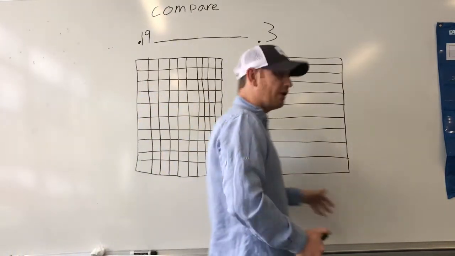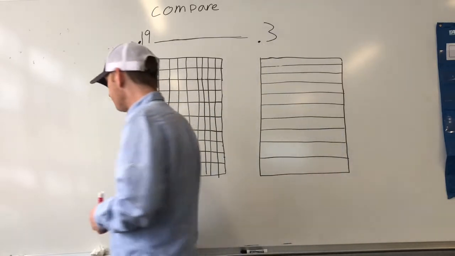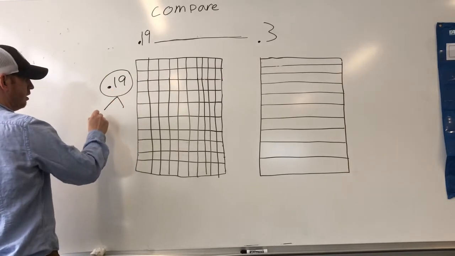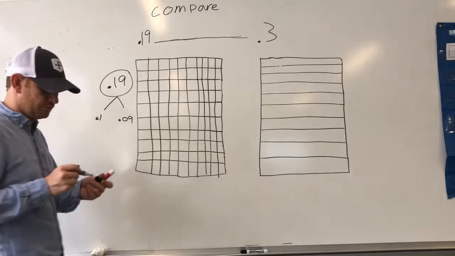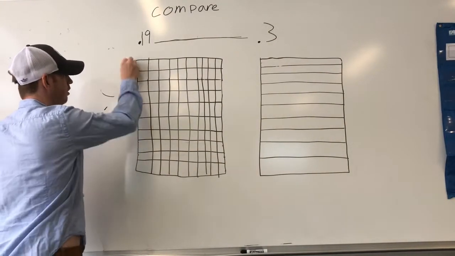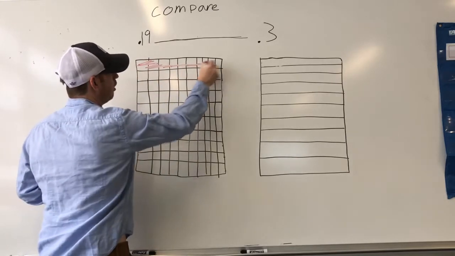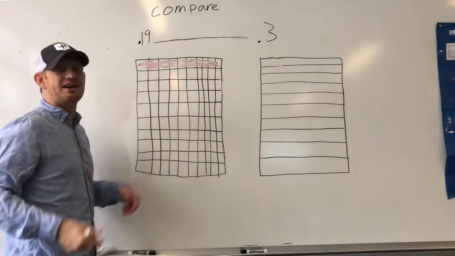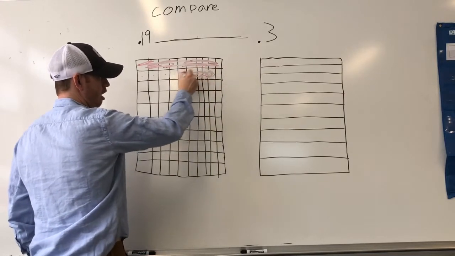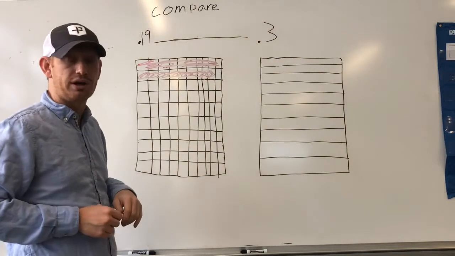For our area model, I drew it out as hundredths because we have a number in the hundredths column. If we broke out 0.19, we would see that there's 1 tenth and 9 hundredths. So I knew that I was going to have to break my area model into hundredths. I'll fill out the 1 tenth first, and then 9 more hundredths. 1, 2, 3, 4, 5, 6, 7, 8, 9. And now we have an area model representing 0.19.